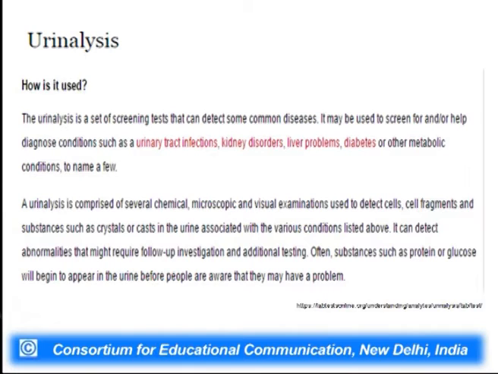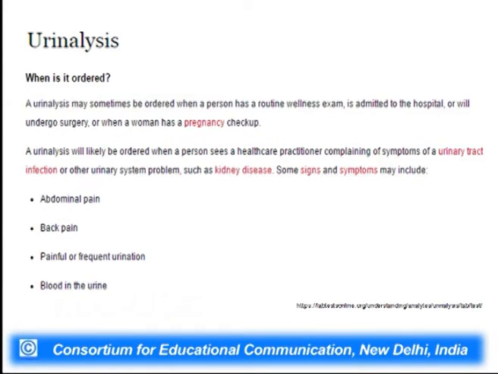The urine analysis has been divided into various types. The first is the chemical urine analysis, then comes the microscopic and visual examination. In each of them, what the pathologists detect are the cells which are present, cell fragments, and substances such as crystals or casts, and whether there is a presence of red blood cells or various other types of cells. We will discuss all these one by one.